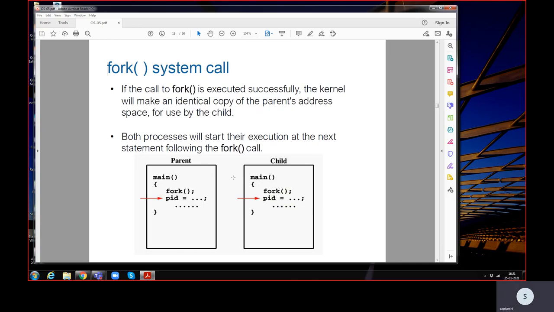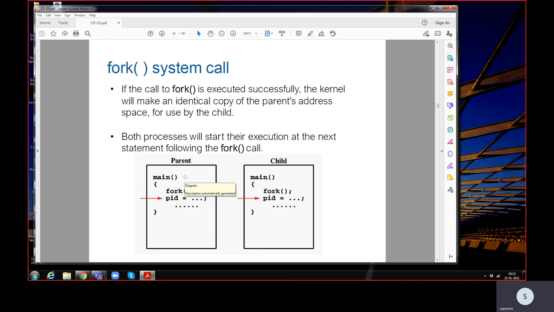So at this point, the child is an exact duplicate of the parent. Also, there should be some mechanism to remember which is the next instruction to be executed. There's some concept like the value of the program counter, etc. That is also copied. So at this point, just after fork, say fork has completed.